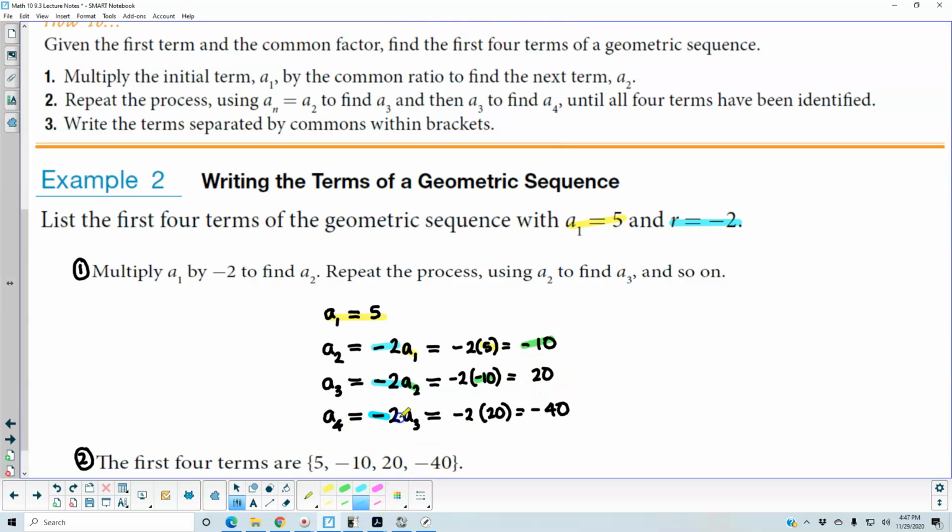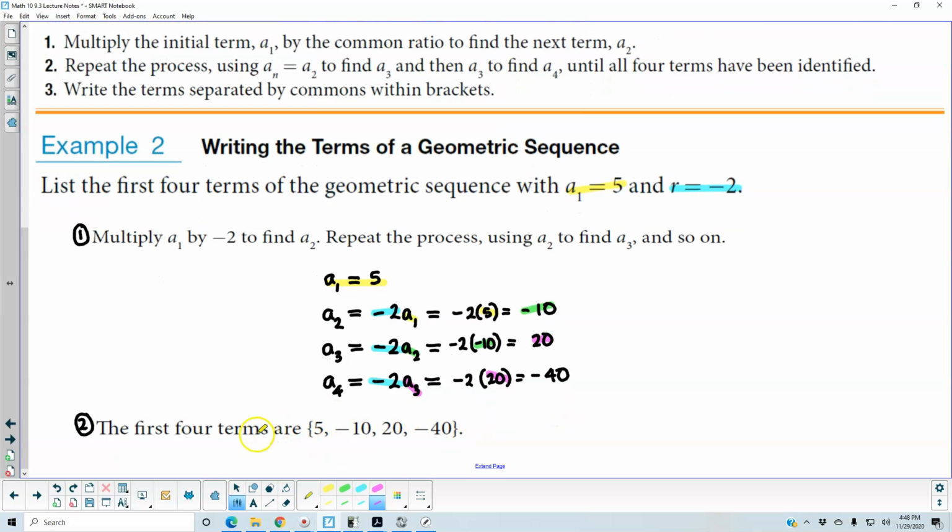And then we're going to again take the common ratio and now multiply it by the third term, which is 20. So -2 times 20 is -40. So now we can see that the first four terms are 5, -10, 20, and -40.